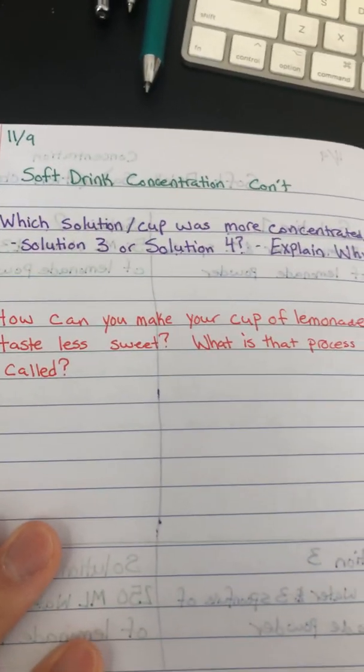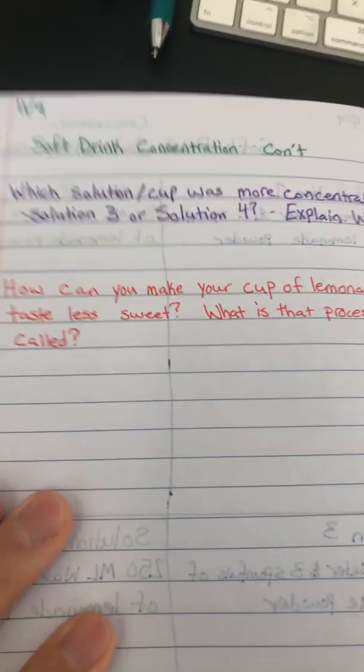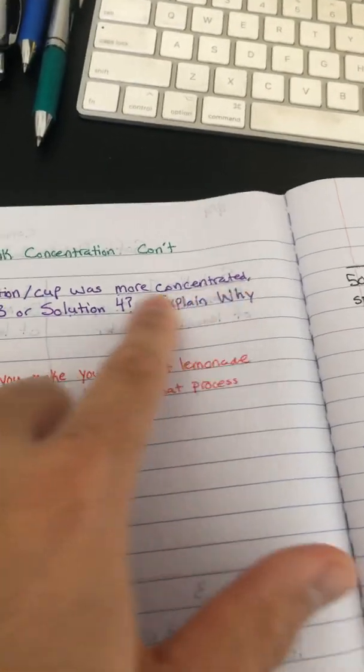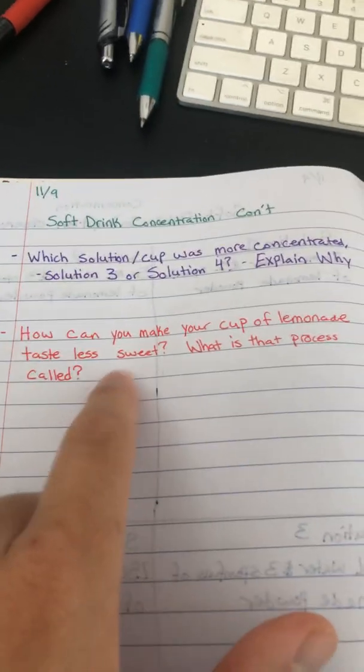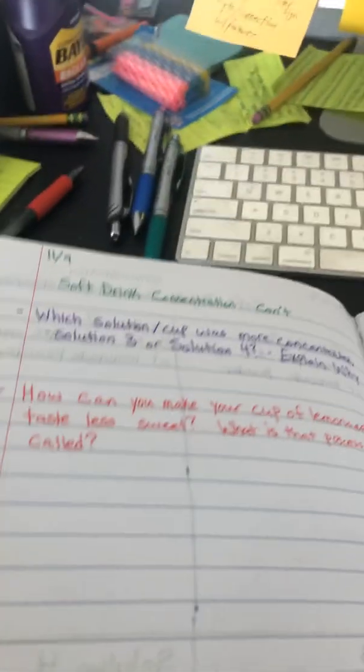All right, so then I'm going to ask you to describe which solution or cup was more concentrated, solution 3 or solution 4, and I want you to explain why. How did you know? And then how can you make your cup of lemonade taste less sweet, and what is that process called? So you're going to do all these notes. You're going to write all these answers in your journal.